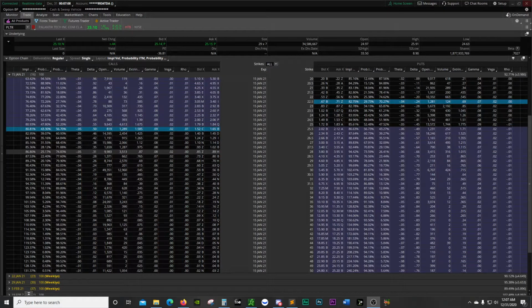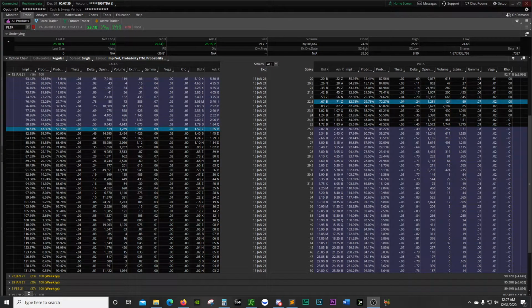Hello, everyone. Today I'm going to discuss Greeks, what they are, how they're used, and how to understand them. As you all know, we have delta, gamma, theta, vega, and rho. I've got them split up here on my option chain: theta is here, delta is here, gamma, vega, rho. To start, we're going to discuss delta.